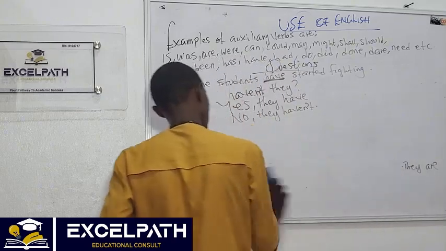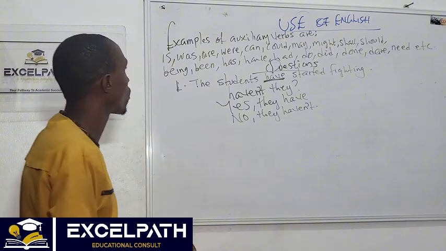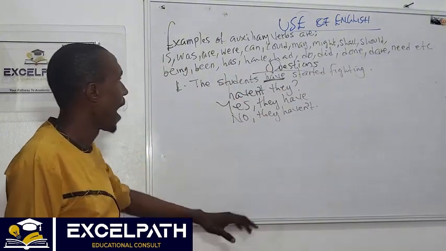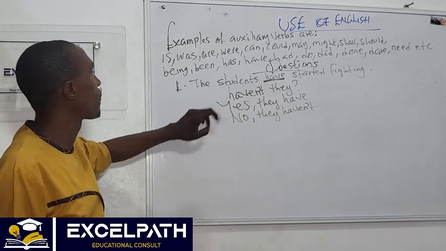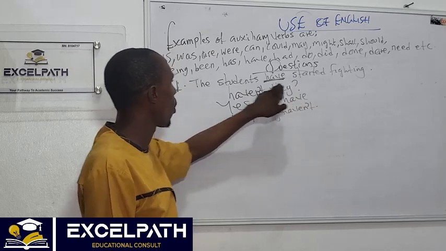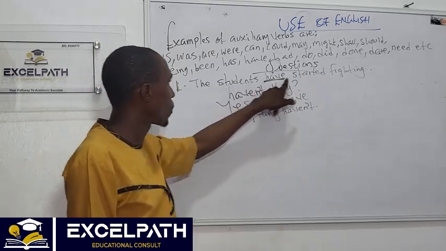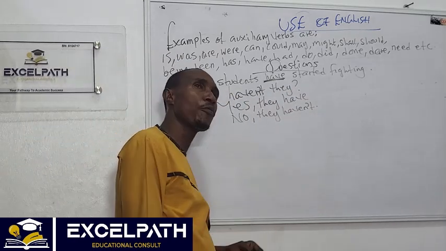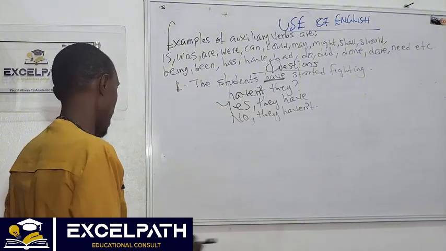You can see the way I brought it out now. So the students have started fighting. And the auxiliary verb there is what? Have. Then you ask yourself, is it a positive statement or a negative statement? This statement is positive, and your answer must carry what? Negative word. And haven't they becomes the answer.